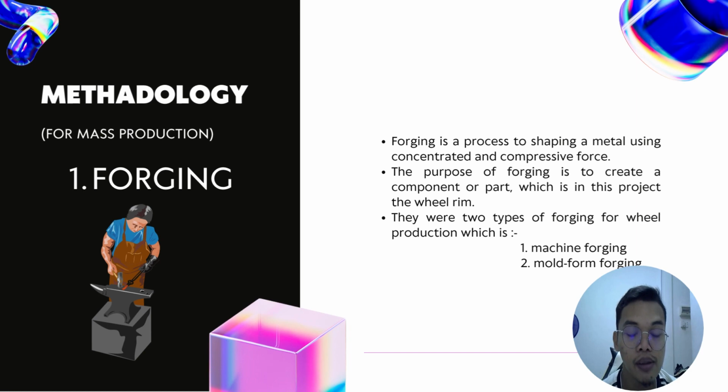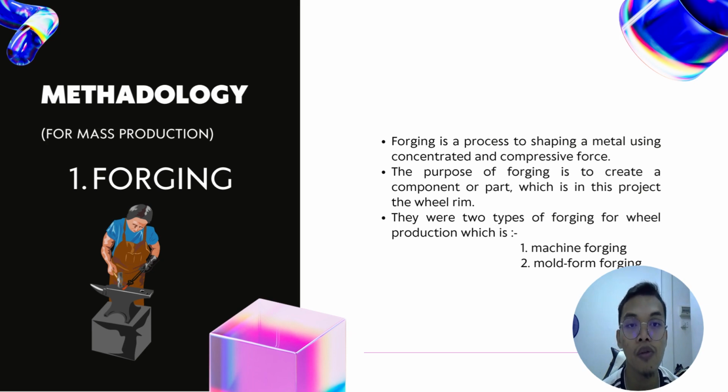So, for the first methodology, the application is mass production. The suitable manufacturing process for this type of application is forging. Forging is a process of shaping a metal using a concentrated and compressive force. The purpose of forging is to create a component or part, which in this project is the wheel rim.